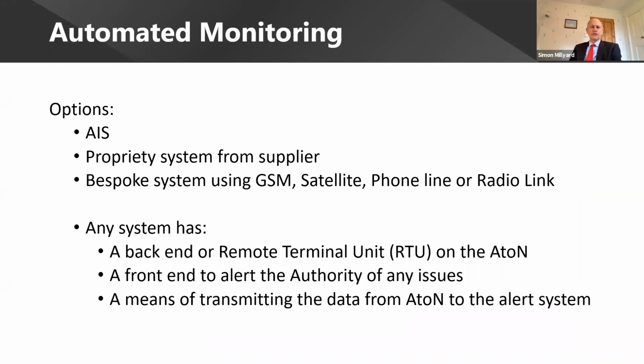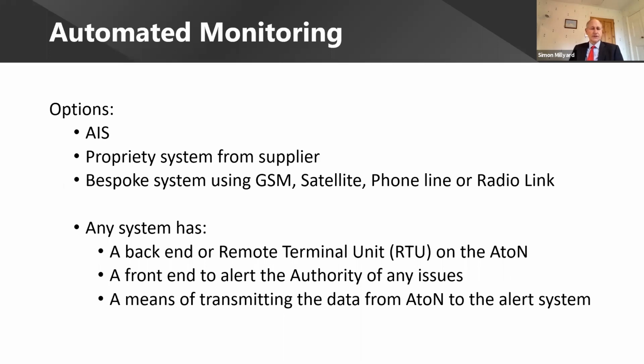And then we move on to automated monitoring, and there's various options which we will talk through in a moment. But we can use AIS, automatic identification system. We can use a proprietary system from a supplier, or we can use a bespoke system using mobile phone, satellite phone, or radio link. But any system that you use will have three components. It will have a back end or a remote terminal unit, often referred to as an RTU, and that will be sited on the AtoN.